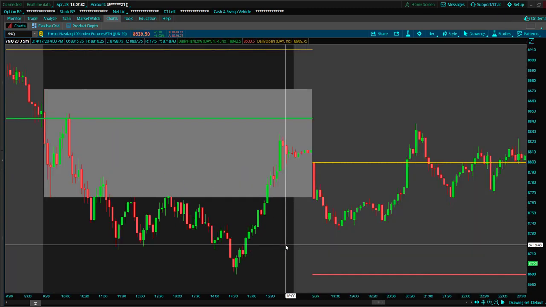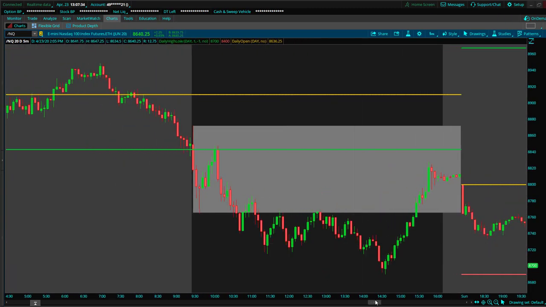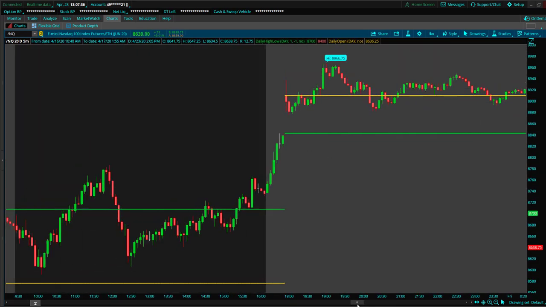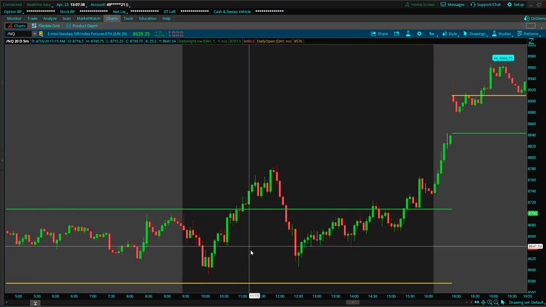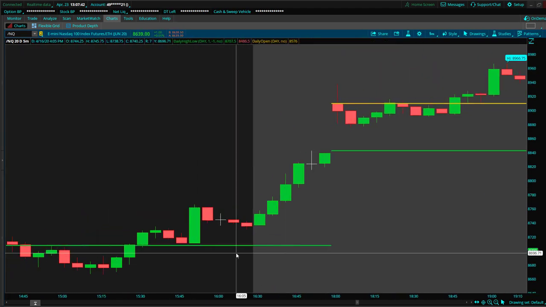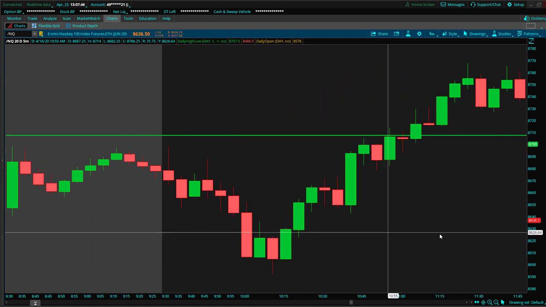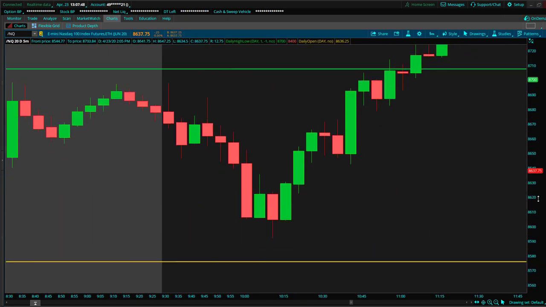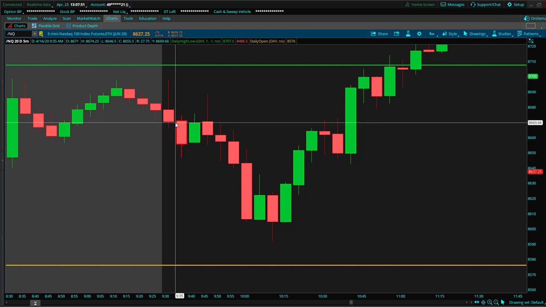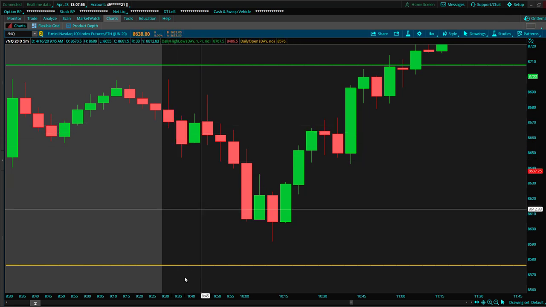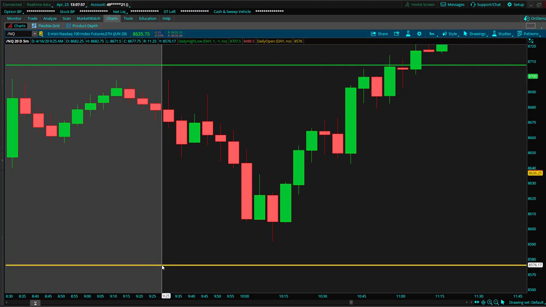So let's take another look. Let's find another example. We'll just move across the screen here. Aha, here we opened above the market. The gap went to the upside, so that yellow line is below us. The first thing we are looking for here: did the market close the gap? This yellow line is our target.